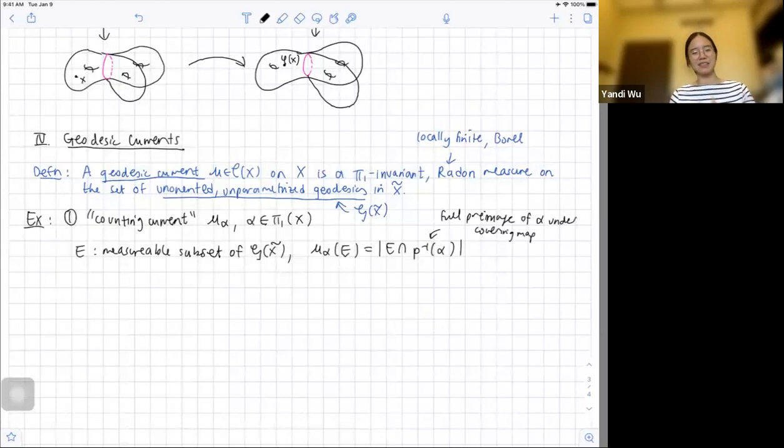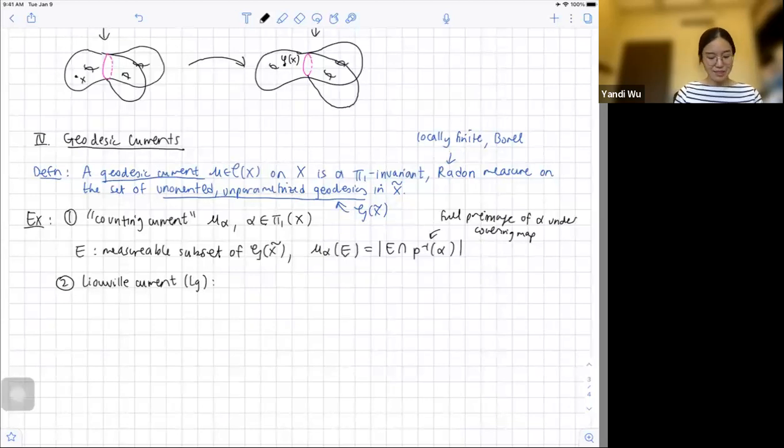So again, take all the lists of alpha and just count the number of times your E intersects alpha. You can see that this could be an infinite measure, but that's okay because as long as it's locally finite, it's a geodesic current. This is a really handy example of a geodesic current because these are dense, and you can topologize the space of currents, and linear combinations of these are dense in the space of currents. That's really convenient.